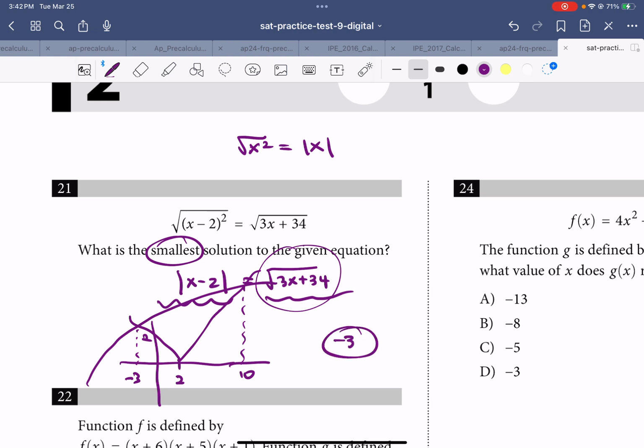So negative 3 is the smallest intersection. Okay, so negative 3 should be the answer. You can use the decimals if you don't have a calculator. Definitely that one is allowed. So just simply graph these two equations, find the intersection, and then pick the smallest one.